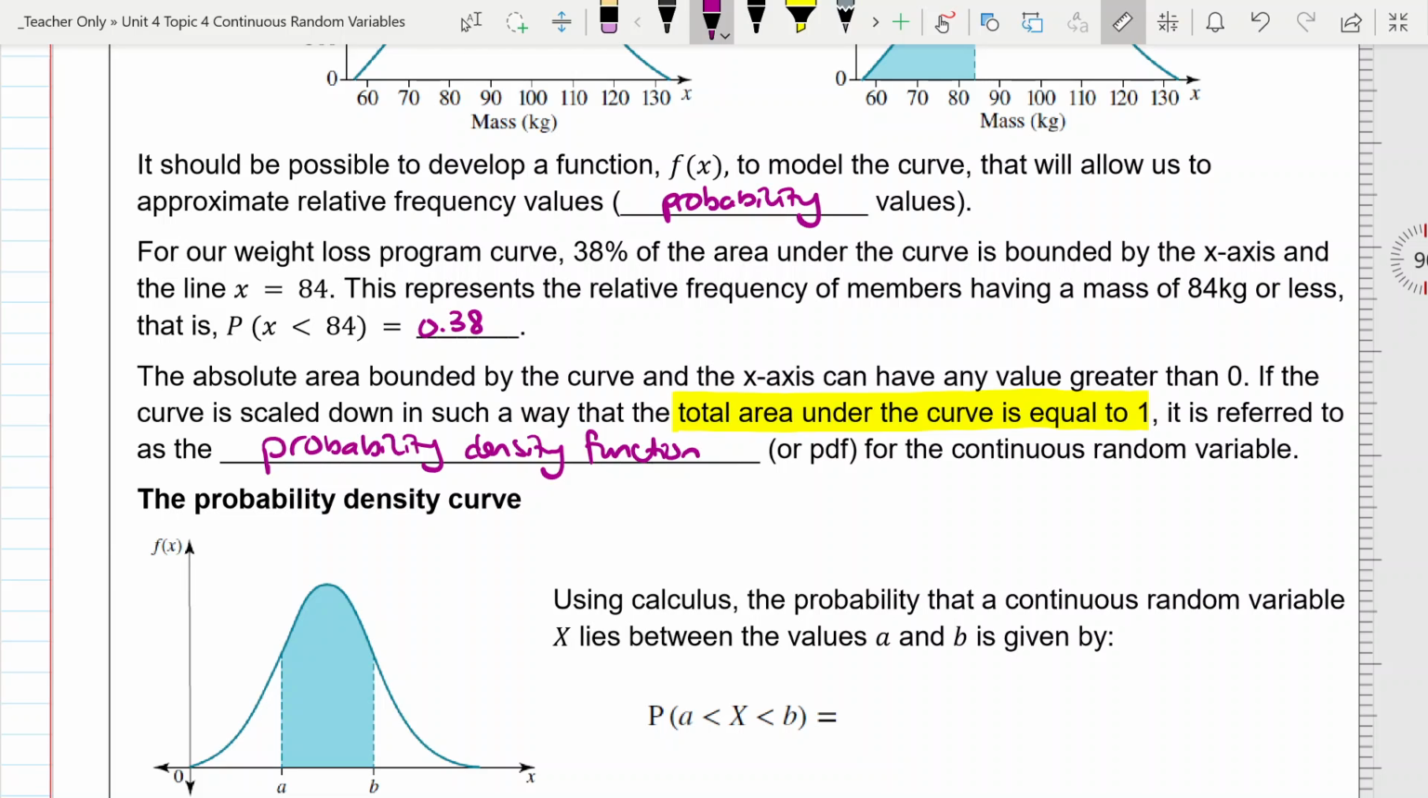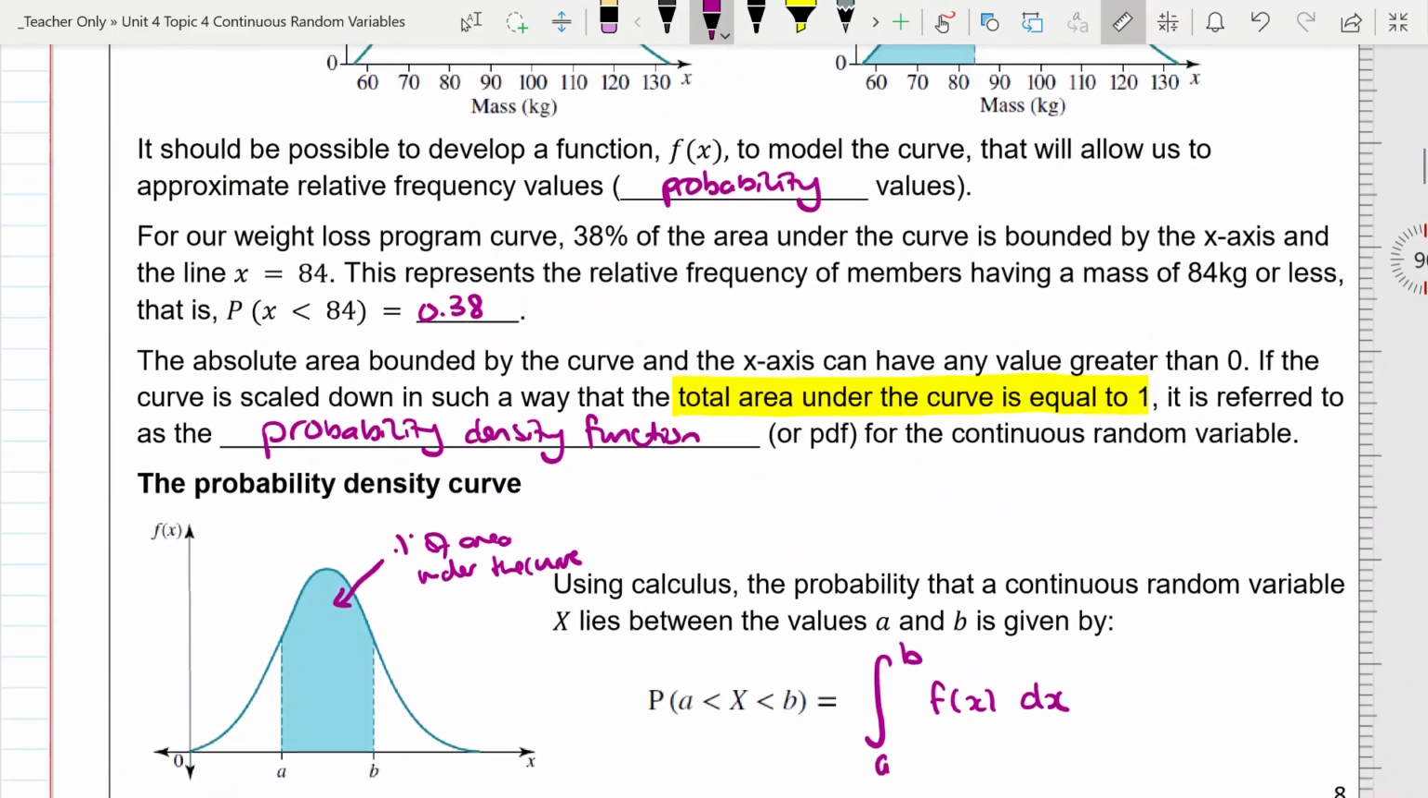Okay, so using calculus, the probability that a continuous random variable x lies between the values of a and b is given by, and we've got our probability there, it's our integral from a to b of f of x dx. And what we're really interested in here is this percentage of area under the curve.